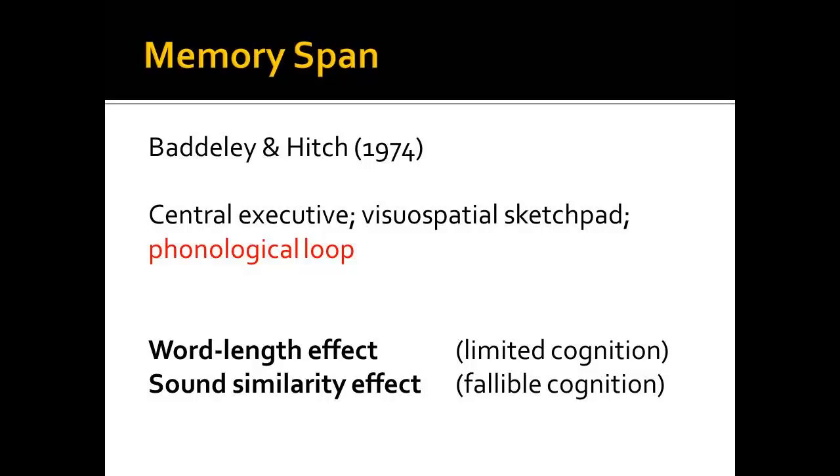B and P are close together in sound in English. So if you're rehearsing a list of letters that includes B, there may be a point when you, by mistake, change the phoneme for B into P. And this is called a phonemic error. And it shows that our cognition is fallible.